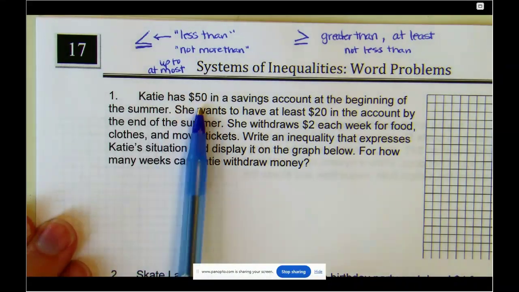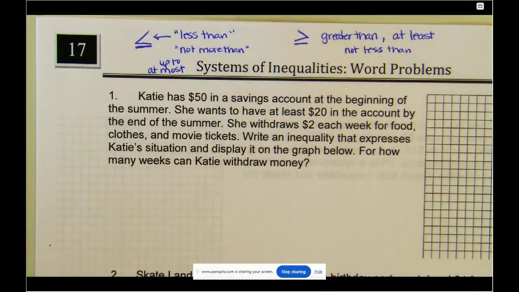So this says Katie has $50 in a savings account at the beginning of the summer. She wants to have at least $20 in the account by the end of the summer. She withdraws $2 each week for food, clothes, and movie tickets. I agree with Gabe. I don't know. Is it the 1940s? Perhaps, because she's not doing much with that $2.